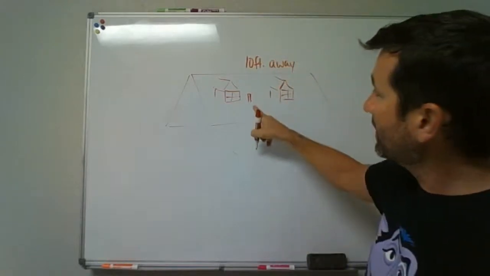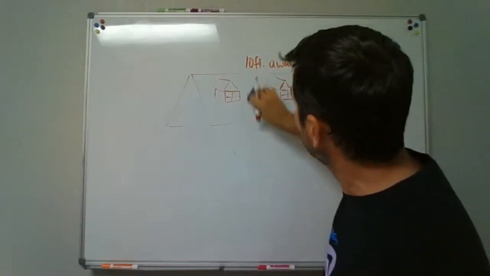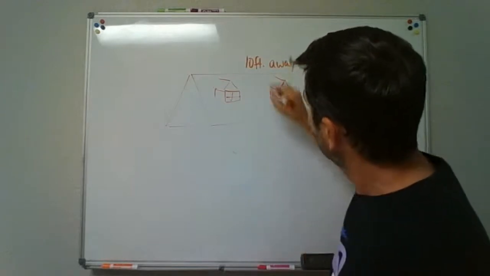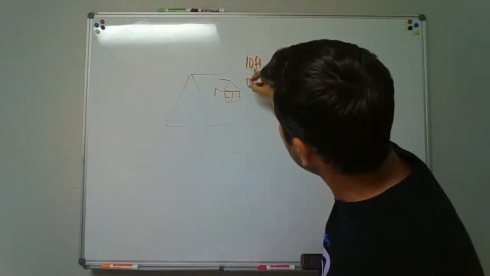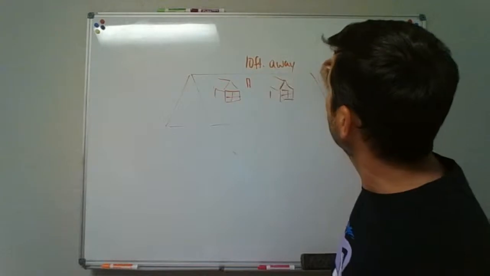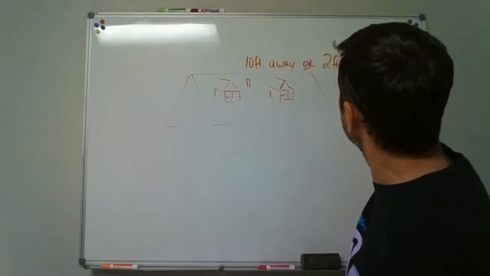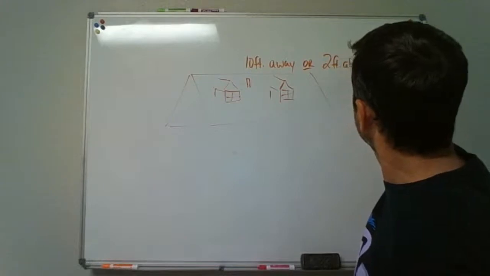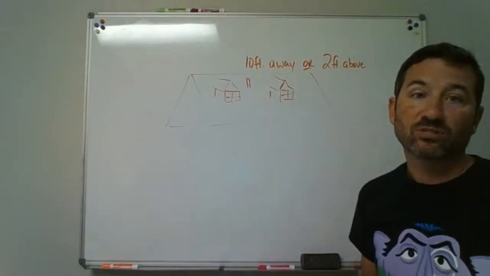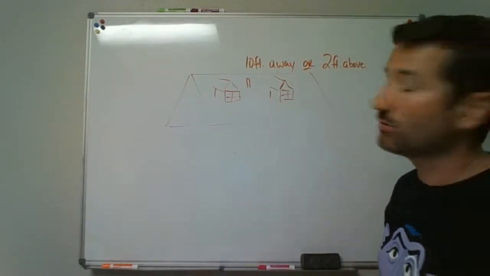And if you didn't get it 10 foot away, you need to get it high enough to where that vent comes up and is 2 foot above. Okay, vent terminals, 10 foot away or 2 foot above.